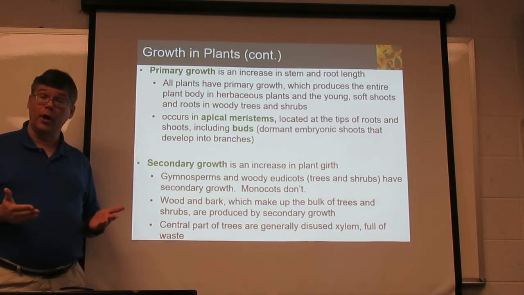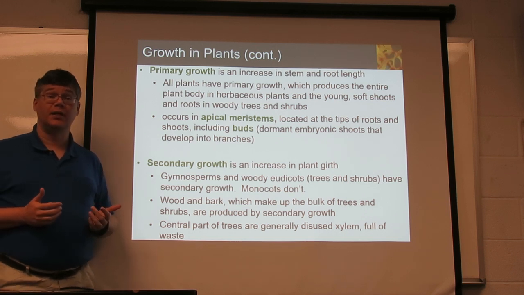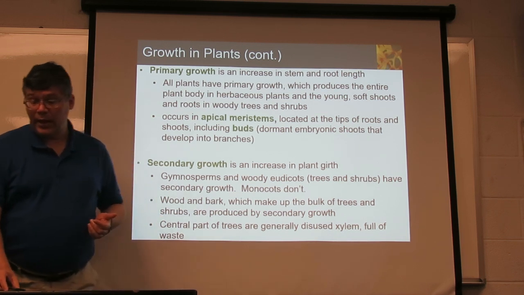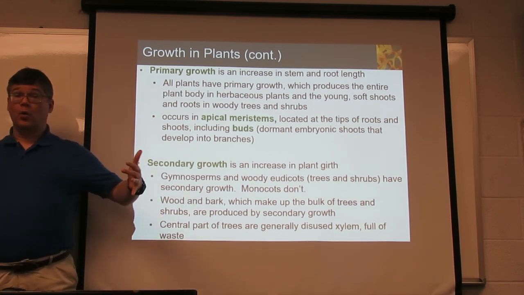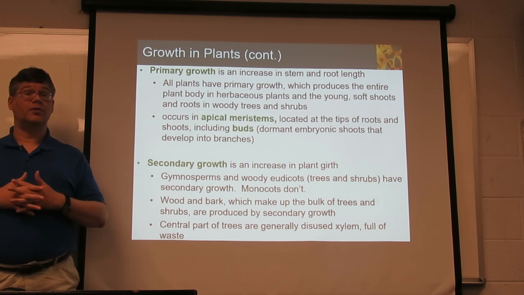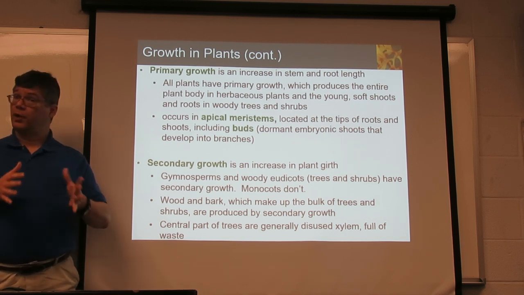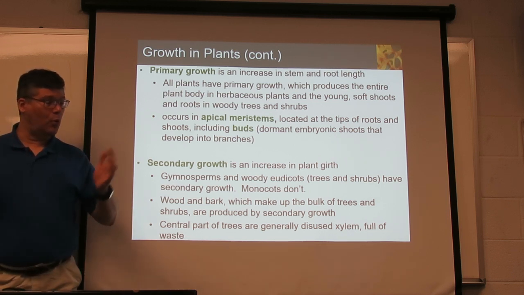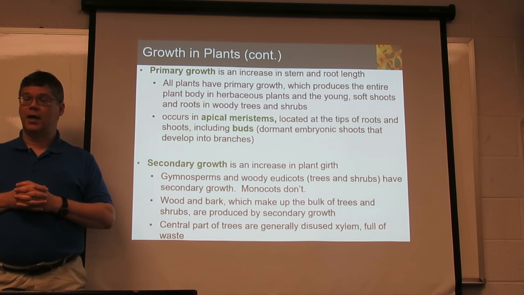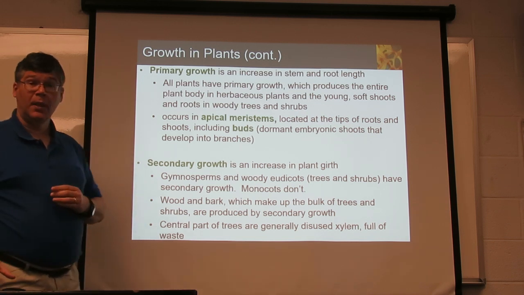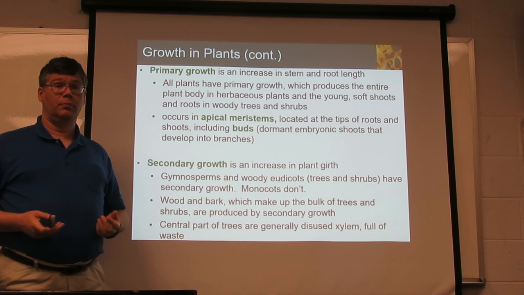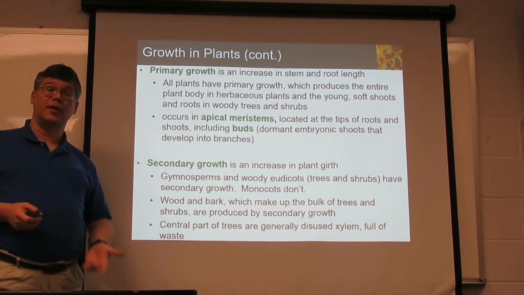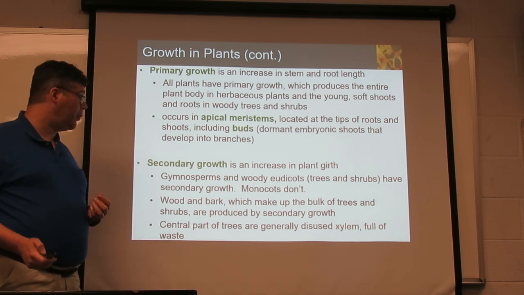The wood and the bark are produced by the secondary growth. As it grows bigger around, what's left behind in the middle, mostly old xylem, gets pretty much filled in and it's just sitting there as support for the plant. It's not doing much else for functioning. That's part of why a tree can be perfectly fine with a hollow inside. It's just old xylem that's rotted away anyway.